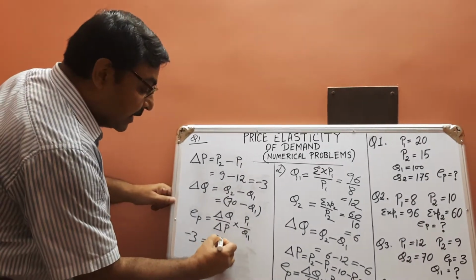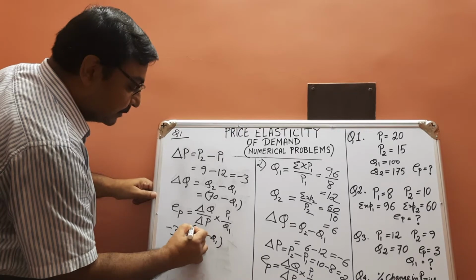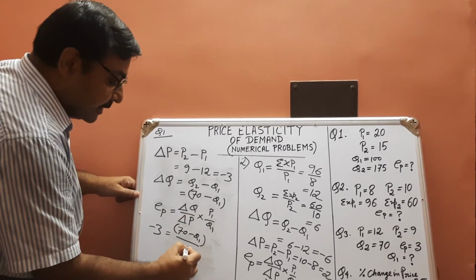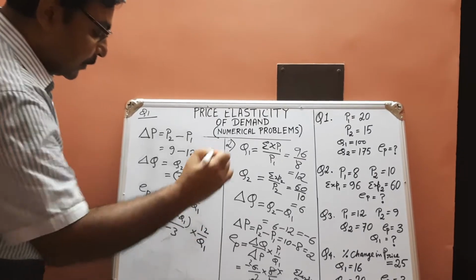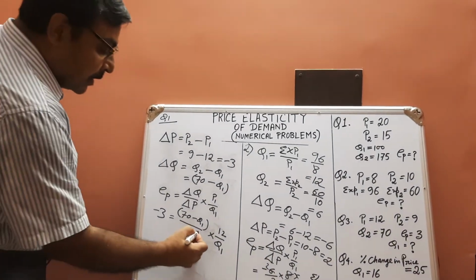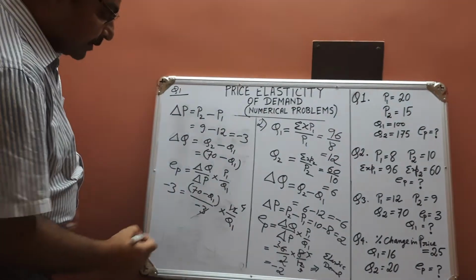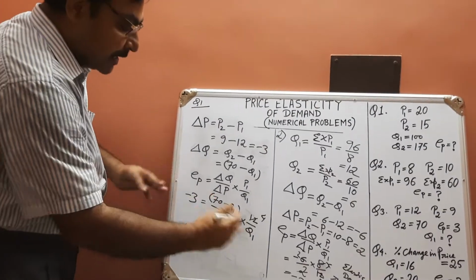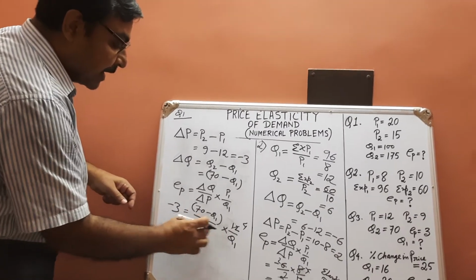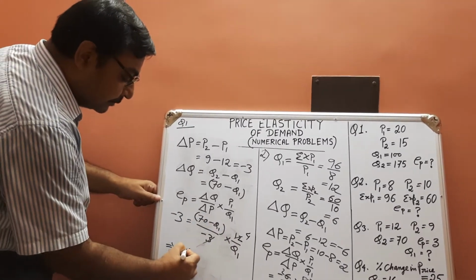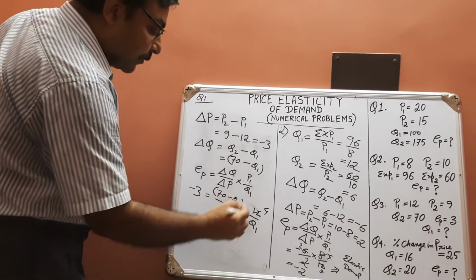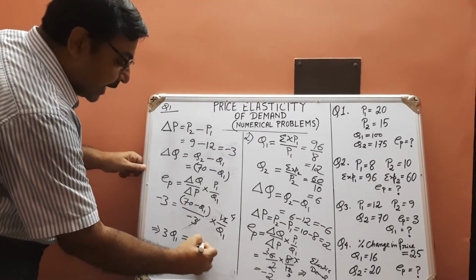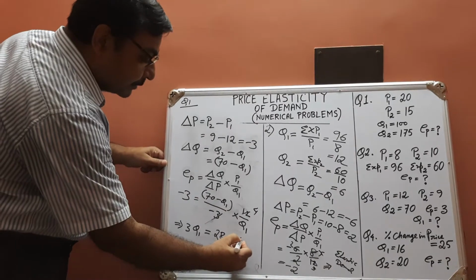Delta Q is 70 minus Q1, delta P is minus 3, P1 equals 12, and Q1 is unknown. 3 fours are 12. So what are we getting? By cross multiplication, minus minus plus, 3Q1 is equal to, multiplying 70 minus Q1 by 4, 280 minus 4Q1.